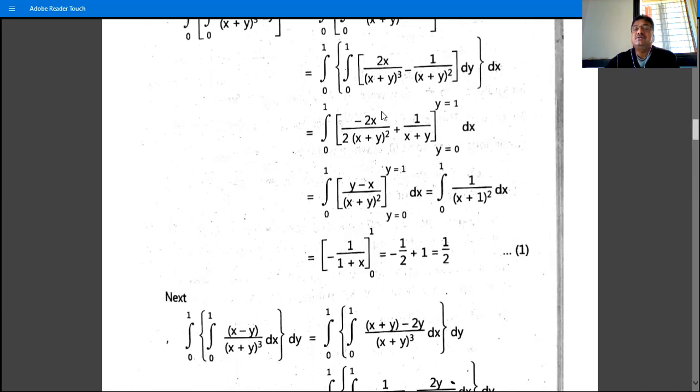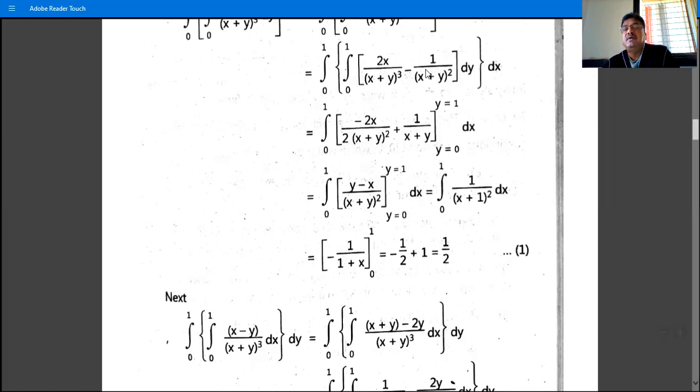So 2x is a constant quantity, and 1 by (x plus y) cubed means (x plus y) raised to minus 3. And what is the integration of (x plus y) raised to minus 3? It is (x plus y) raised to minus 3 plus 1, divided by minus 3 plus 1. That is (x plus y) raised to minus 2 divided by minus 2, that is, minus 1 by 2(x plus y) squared. Okay, minus 1 by 2 times 2x. 2x is constant, and the integration of 1 by (x plus y) cubed is minus 1 by 2(x plus y) squared.